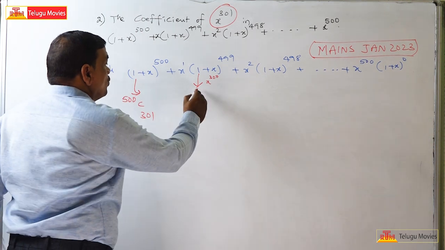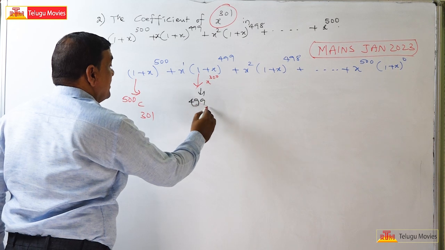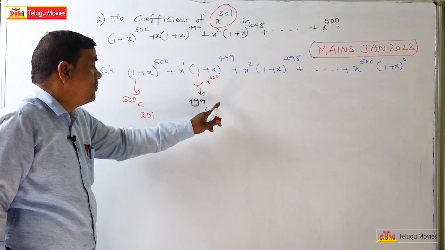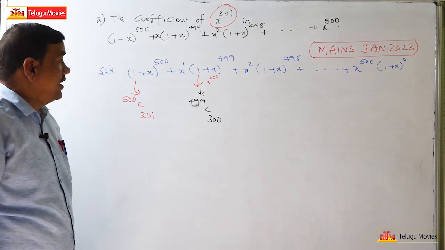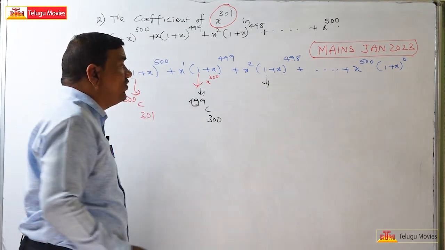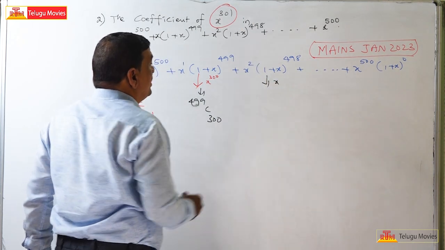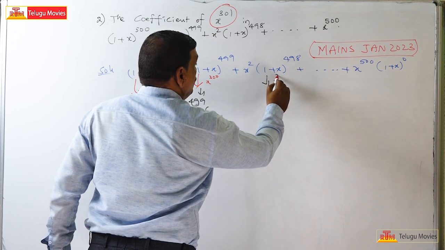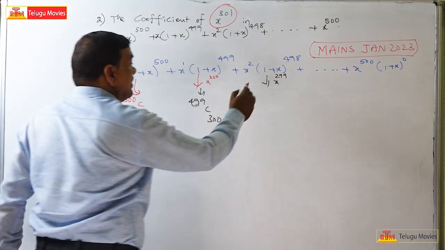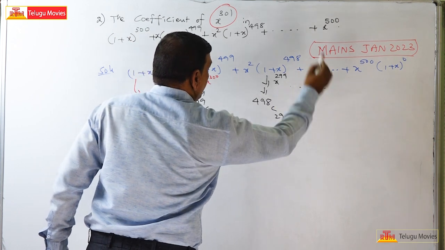Understand? So what is this coefficient? This is equal to 499C300, for x to the power of 300. Okay, right. In this, already x square is outside, no? So it is enough if you find the coefficient of x to the power of 299, since 299 plus 2 is 301. So this is given by 498C299.